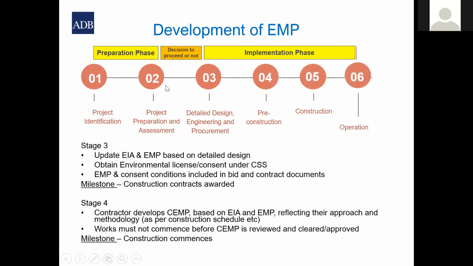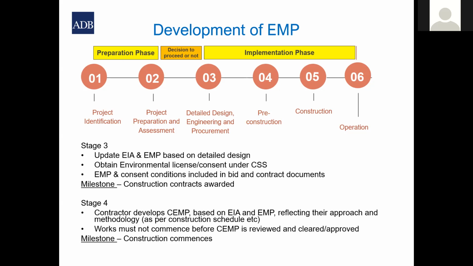So now moving on to stage 3, what happens here? At the end of stage 2, the funders and the government have come to an agreement that yes, they're going to go ahead with the project, and a loan is decided, or whatever funding arrangement is decided, and then they proceed to undertake the detailed design and engineering and also procurement. And at that stage, the EIA and the environmental management plan that was prepared during the project preparation phase, during the preliminary design phase, are reviewed and updated.